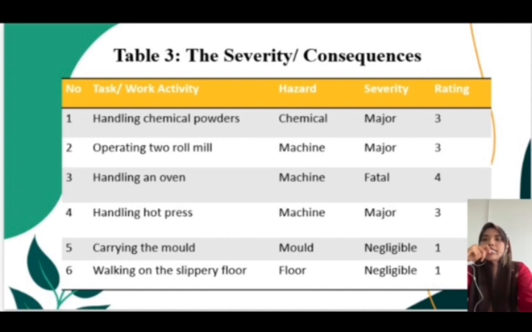Then third is handling an oven. The hazard is machine, the severity is fatal, the rating is 4. Fourth is handling hot press. The hazard is machine, the severity is major, and the rating is 3. Next is carrying the mold. The hazard is small, the severity is negligible, and the rating is 1. And the last one is walking on the slippery floor. The hazard is floor, the severity is negligible, and the rating is 1.